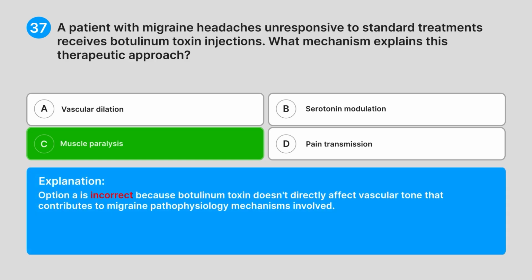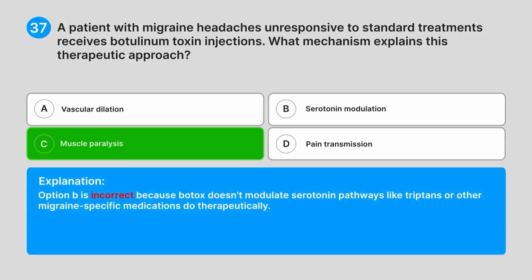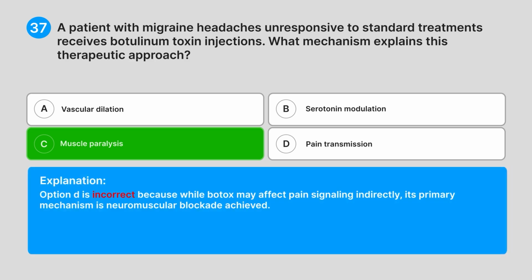Option A is incorrect because botulinum toxin doesn't directly affect the vascular tone involved in migraine pathophysiology. Option B is incorrect because Botox doesn't modulate serotonin pathways like triptans or other migraine-specific medications do. Option D is incorrect because while Botox may affect pain signaling indirectly, its primary mechanism is neuromuscular blockade.